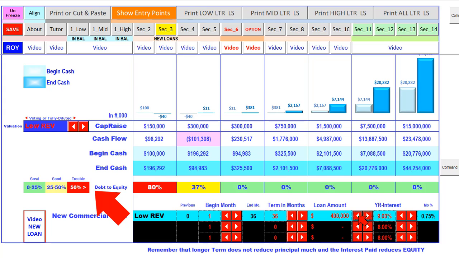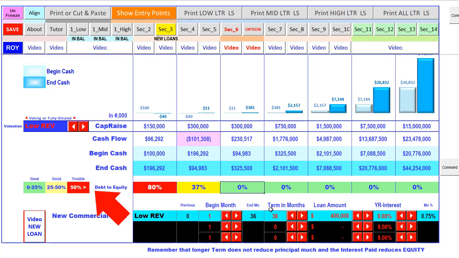Let's go back to about a $400,000 loan. You can see we have a really bad debt to equity ratio in the red. We're okay here, and the rest of that's okay because we've paid off our loan. Remember, if we say 36, that's the end of the third year. So this is calculating net of paying off the loan.